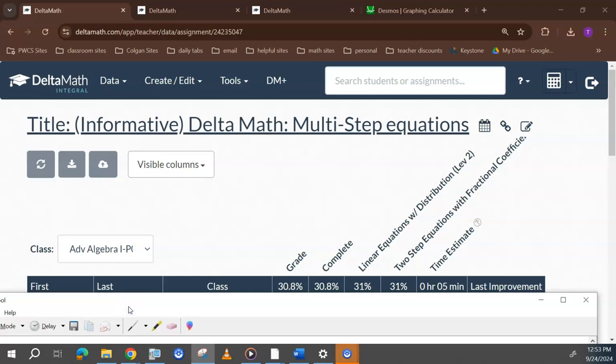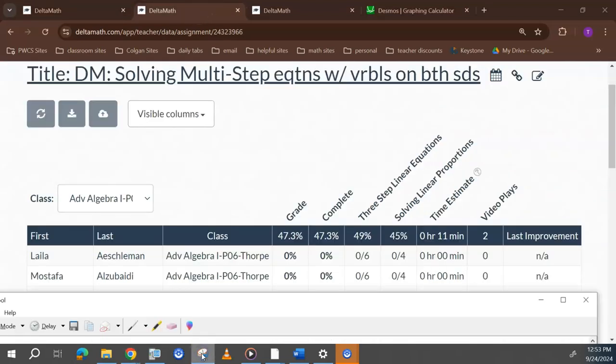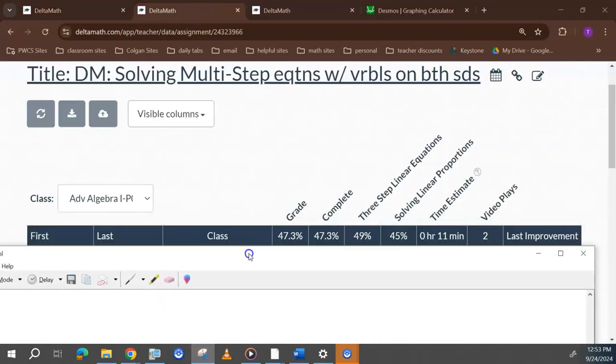So one of them was the multi-step equations. This one was informative, but informative does not mean don't do it, because it's great practice for your upcoming quiz and test. So make sure you are working on this and going back and practicing it. So the first one we didn't meet our 50% goal.